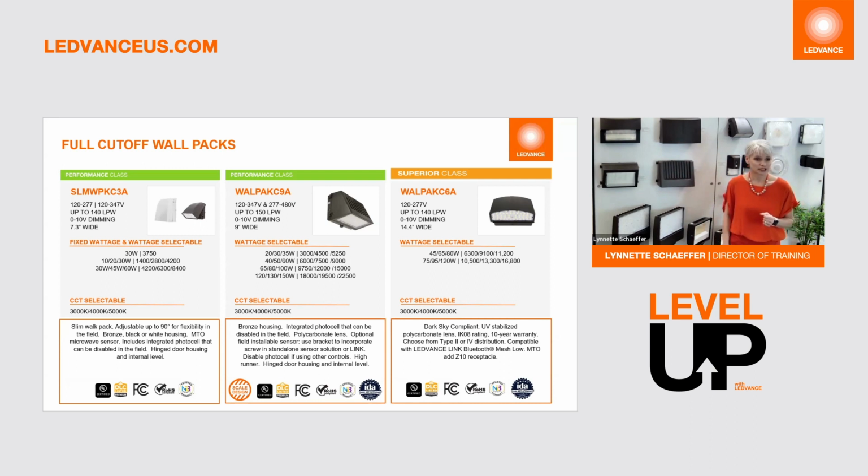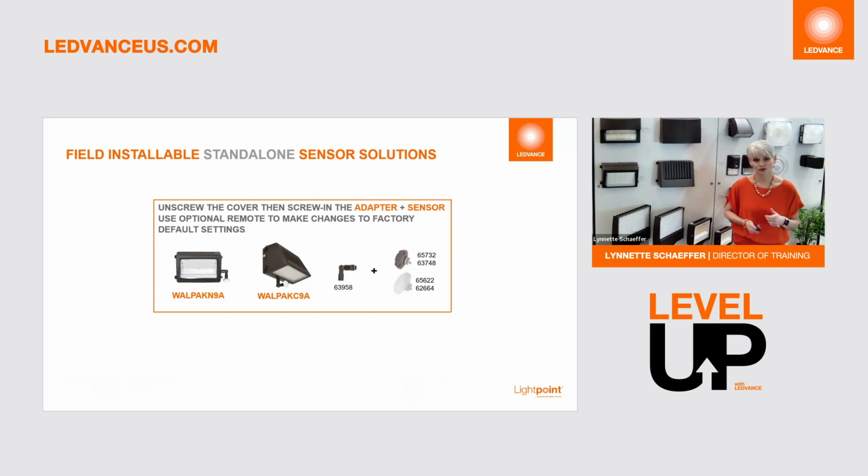So this is basically the lineup. We gave you an opportunity to see those different ones and kind of compare the differences between each one. What I want to do now, though, is talk a little bit more about how easy it is to add controls to our wall packs. So first of all, I mentioned a few of our wall packs are controls compatible. All you have to do is just unscrew the cover, then screw in the adapter, then add either your PIR or your microwave standalone control solution.